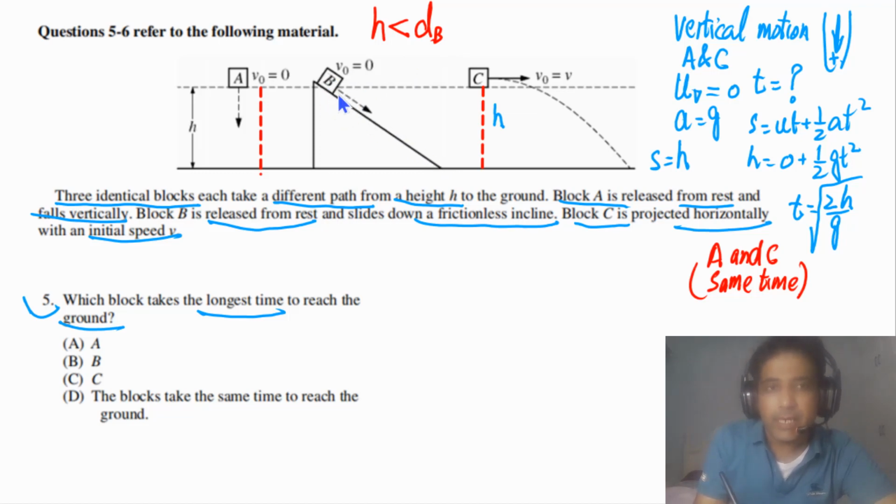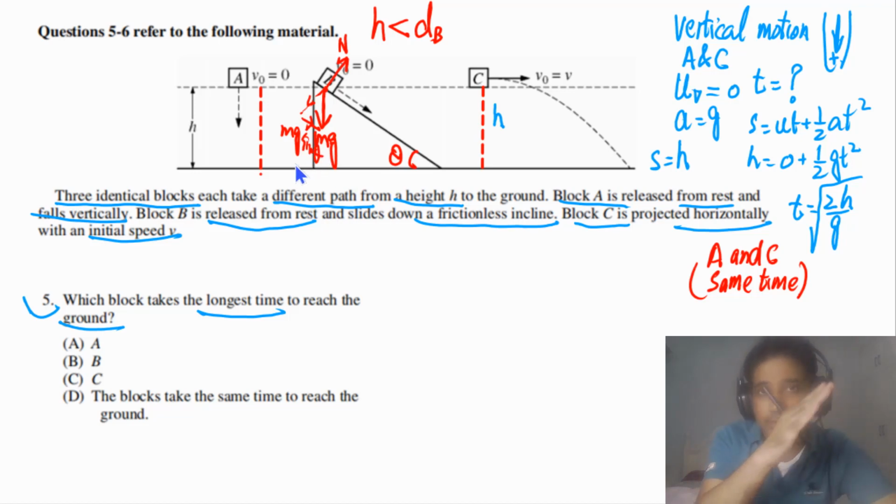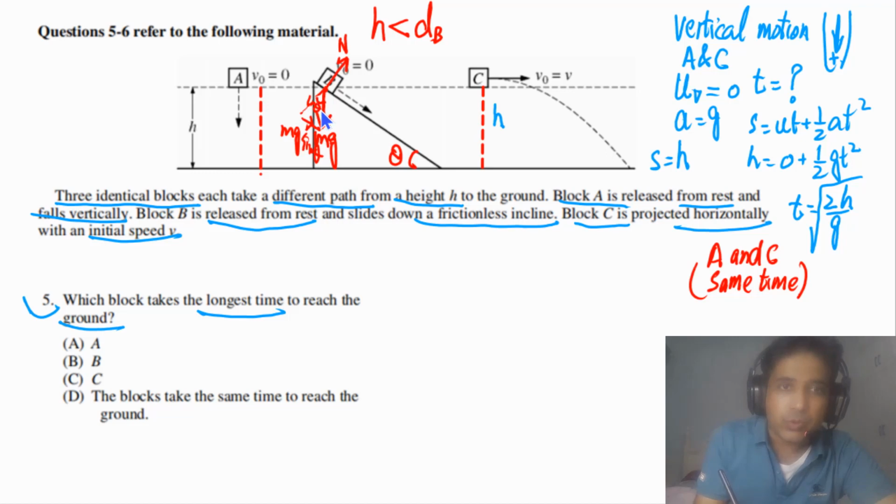Now, if you look at the acceleration of B, imagine that this angle is theta. So we can draw the forces acting on this block. We have one force, mg, and the other force is the normal reaction force, N. We can resolve this weight into two components. This component is mg sine theta, acting along the plane, because this angle is theta, and this angle is also theta.